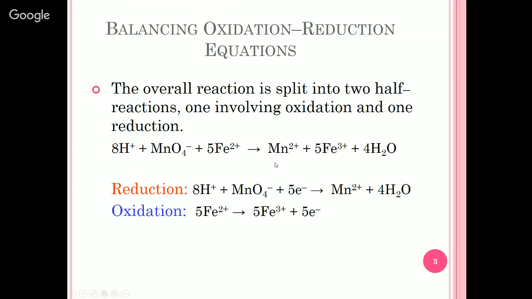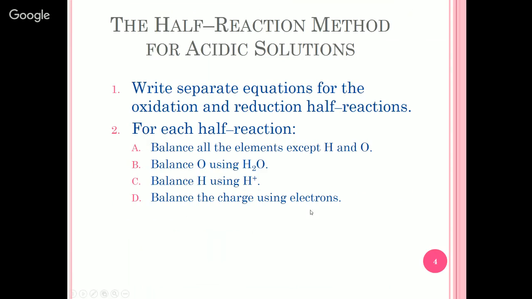So we have this overall equation here. Where did we get these coefficients? Why is there water? Why are there protons? So here is our split, our reduction reaction, our oxidation reaction. And keep in mind that when you do these, you always have to have the same number of electrons. The electrons that are being gained are the same number of electrons that are being lost. So we take our equation and we separate it. We have our oxidation reaction and our reduction reaction.